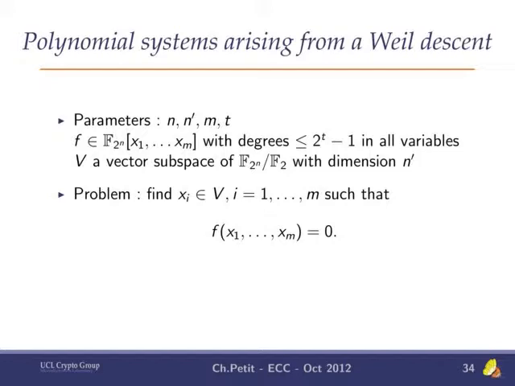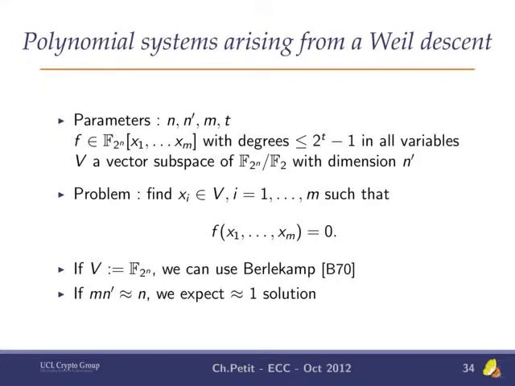So the problem I want to solve is to find x_i belonging to V such that the polynomial is equal to 0. So I want to solve this polynomial, but with the additional constraint that the x_i belong to this subspace. If V was equal to F2 to the n, the whole field, then that would be very easy to solve. You can fix random values for all the variables but one, and then use Berlekamp.